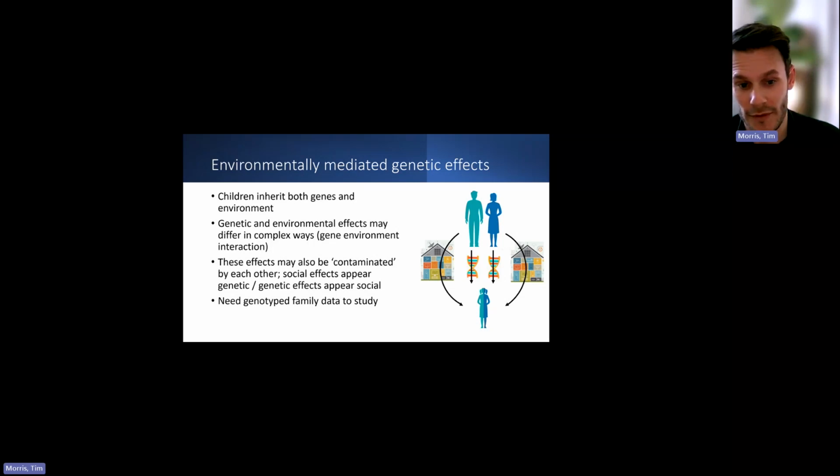So we might have social effects that appear in the genome, so we think they're true genetic effects. We see this with assortative mating and indirect genetic effects. And there might also be genetic effects masquerading as social effects if we see differential genetic risk by different groups or cultures, which is what we tend to see with population stratification bias. And so to get around this, we need family data.